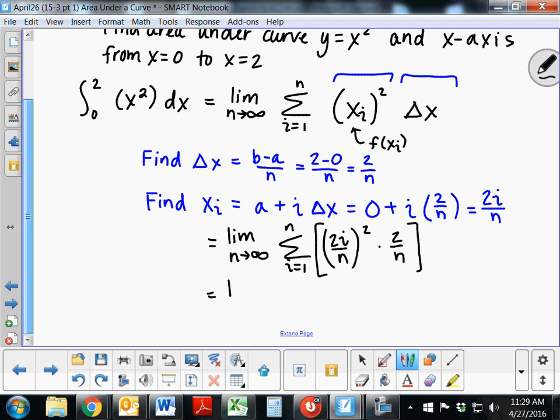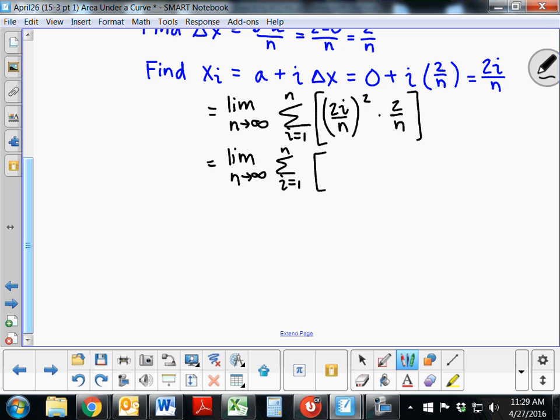Let's simplify it because it looks really nasty. What do you see in here that could get a little simpler? It is complicated, so let's make it simpler. Unless it's already simple, let's make it simpler. You have 2i over n being squared, multiplied by 2 over n. 2i squared equals 4i squared, times 2 is 8i squared over n cubed. Where did he get that?